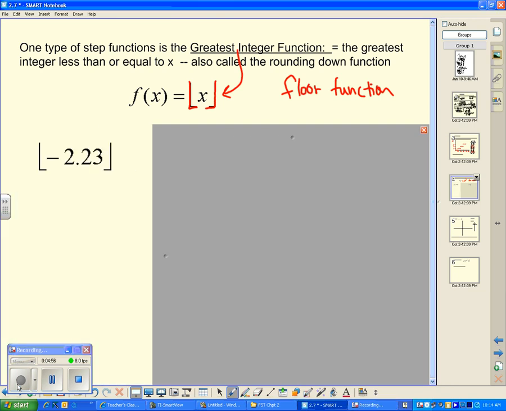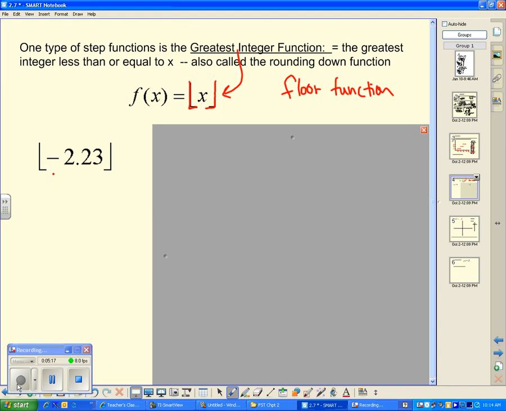Okay, if we had this, this means the greatest integer that's less than or equal to. That kind of sounds like an oxymoron. Greatest and then less than. Okay, you're looking for the biggest integer that's less than or equal to this number.